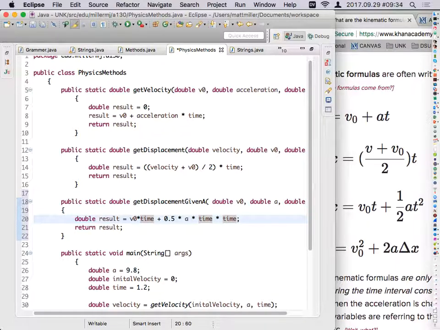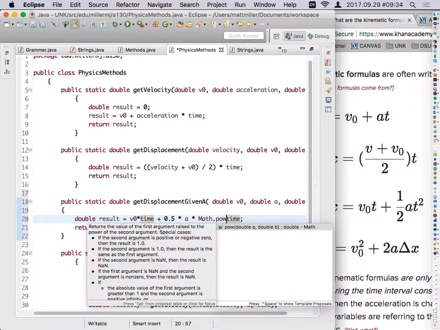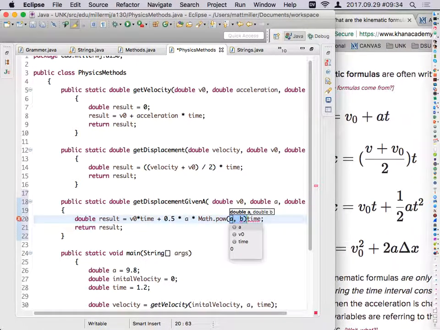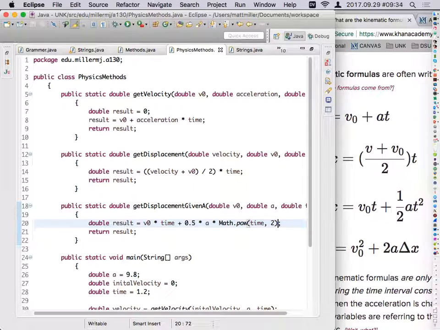Another thing we could do is Math.pow, right? So we could take time to the second power, right? Is that better? Yeah, that makes me feel better. It looks right. And we actually shouldn't have any problems with this, because if you look at where our plus is, we do our multiplication on both sides and don't worry about that.